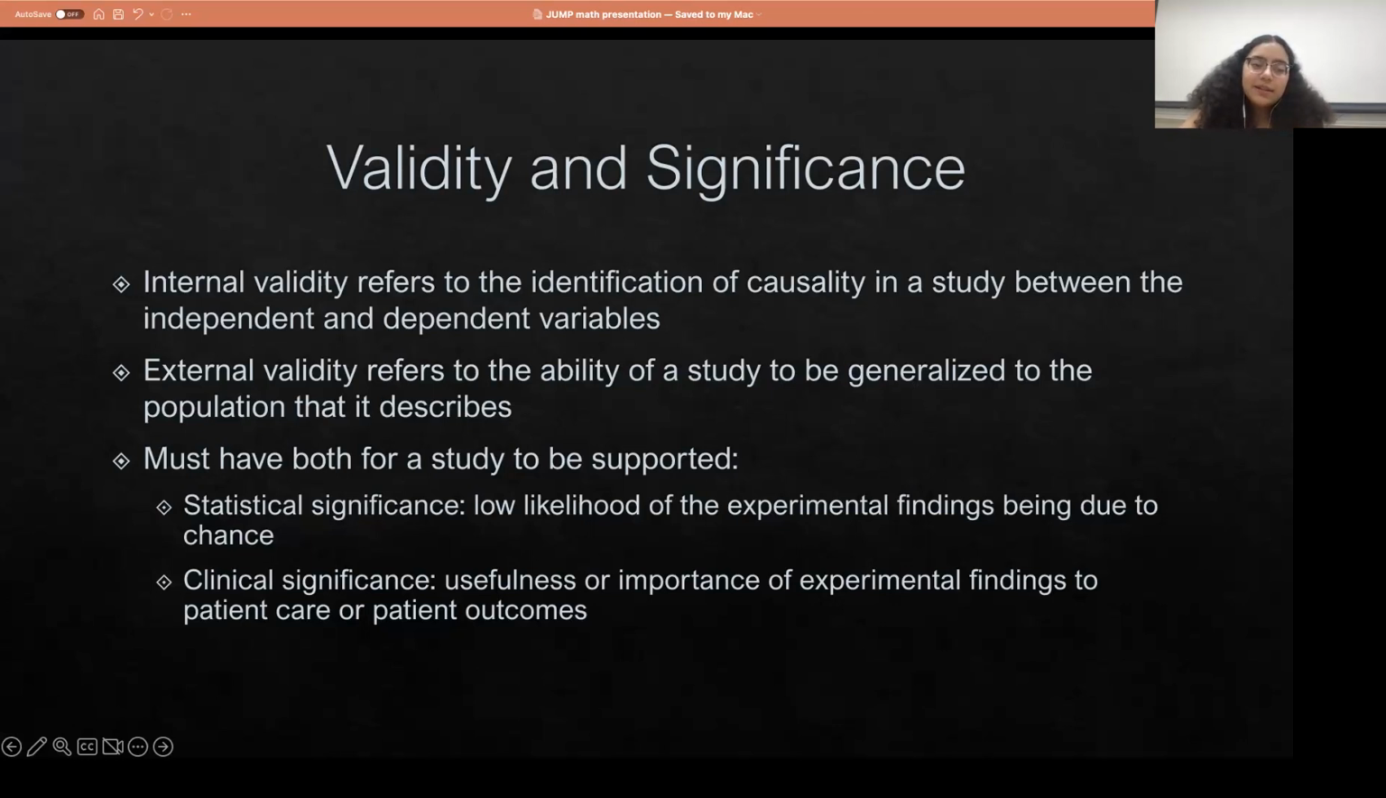And then clinical significance is just, should people care? Is this important to patient care and outcomes? So it's just, why are you studying this?